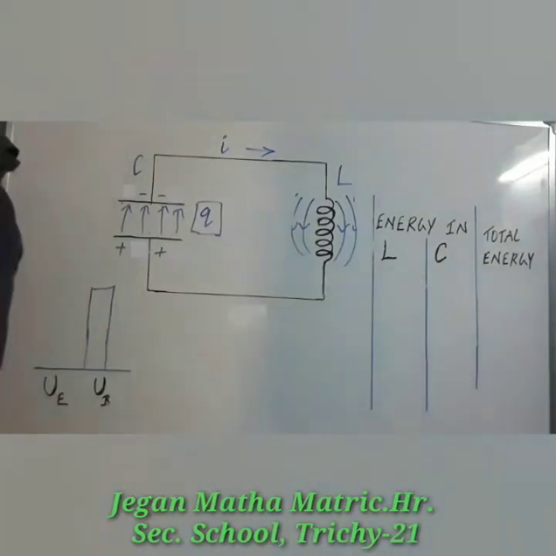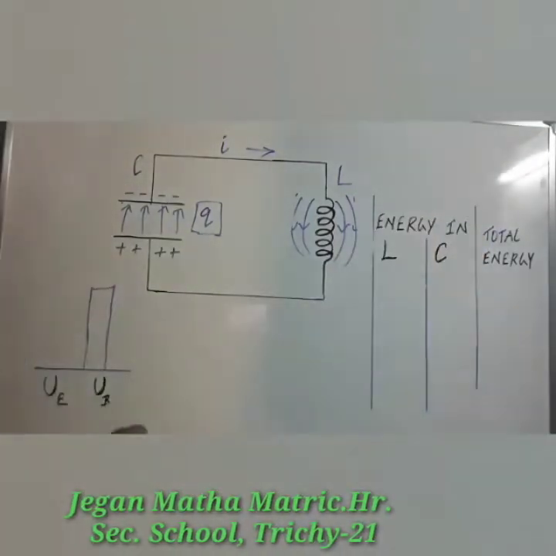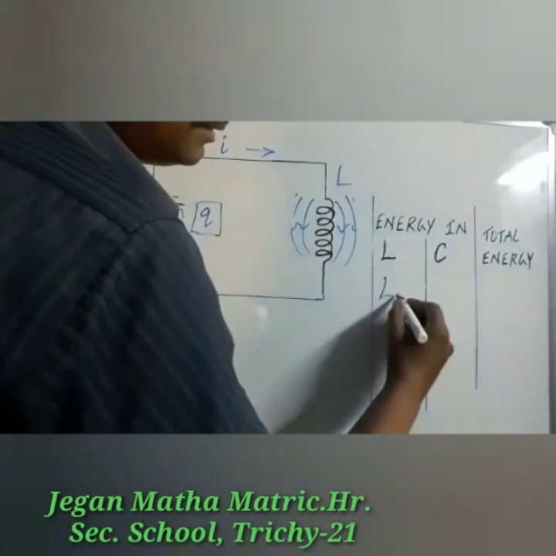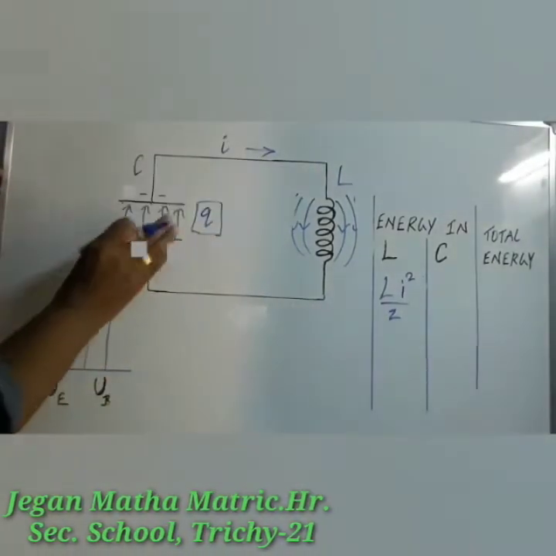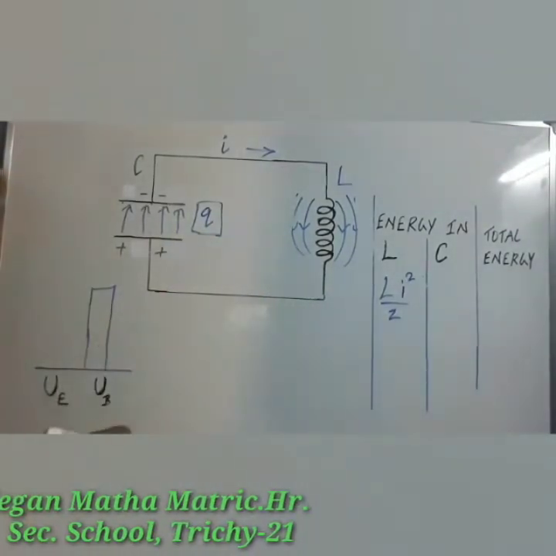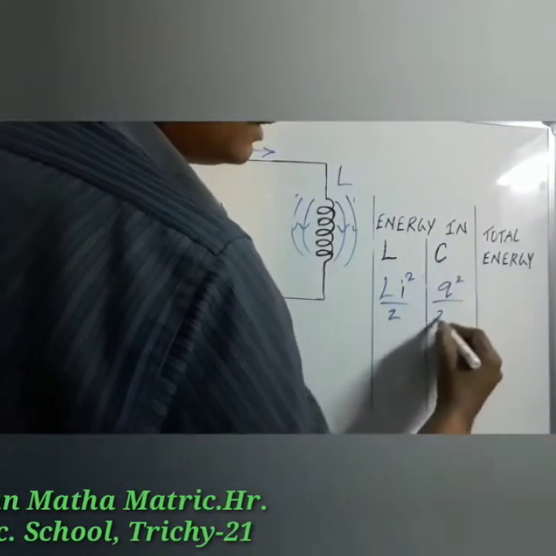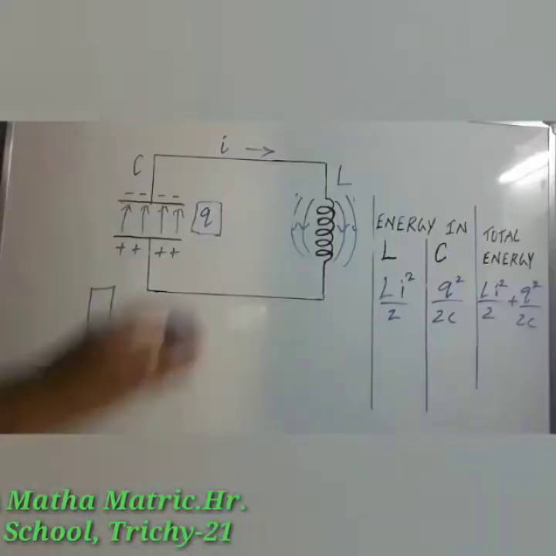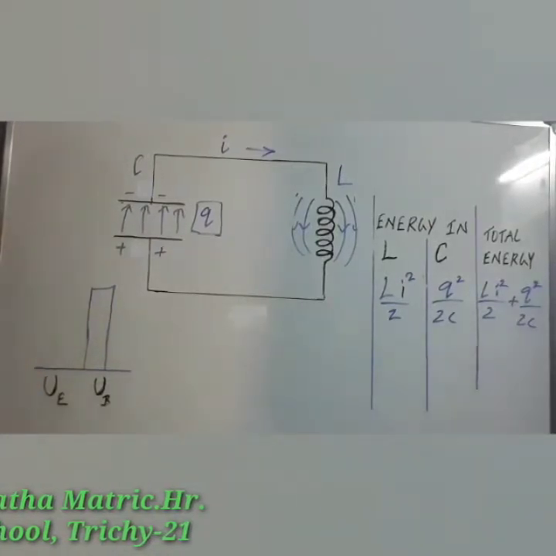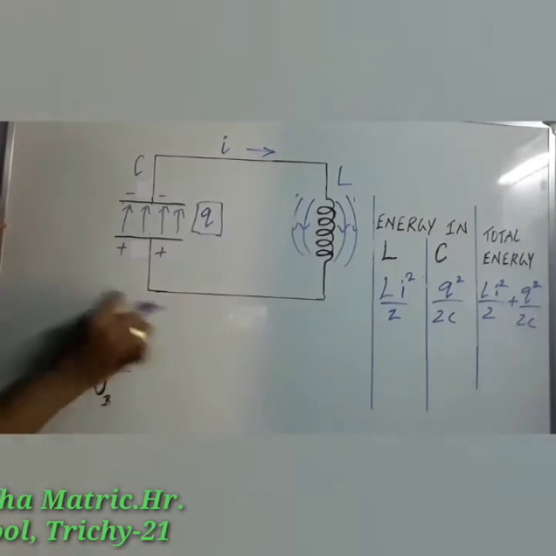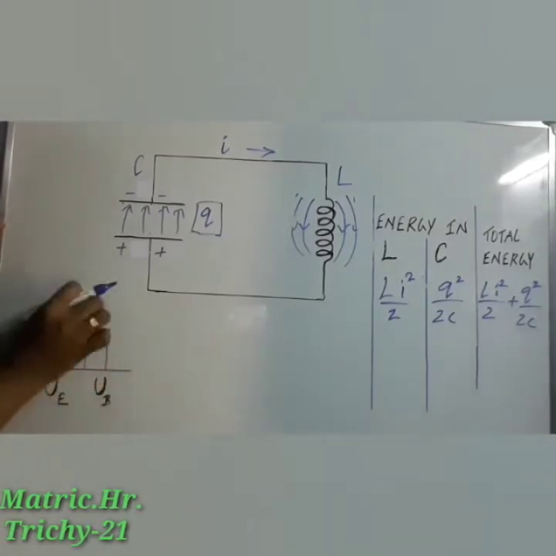In this situation, both the components have a certain energy. So what is the energy in the inductor? L i squared by 2. The capacitor also has a certain energy, which can be written as q squared by 2C. So what about the total energy? That is the total energy. Both the components have a certain energy, and they are sharing equal energies. So we can represent it like this.